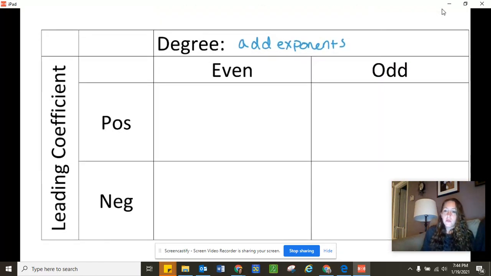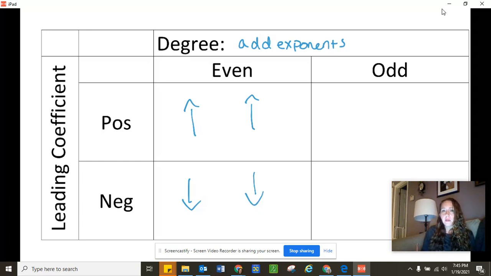And then the leading coefficient is just the one in the very front. Is it positive or negative? The degree can be even or odd. When you have an even degree, the end behavior goes in the same direction. If it's positive, it's going to go up to the left and up to the right. If it's negative, it goes down to the left and down to the right.